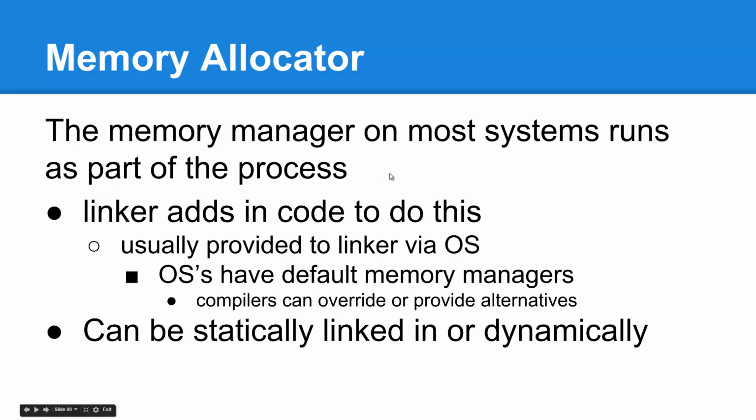So, at compile time, a different memory allocator can be statically linked in. Typically, it's just done dynamically. The linker adds in the code to do this. It's provided by default by the operating system, but each OS may have different memory managers. So, learning today's examples for how dlmalloc works will not translate to how heap bugs manifest on other platforms.